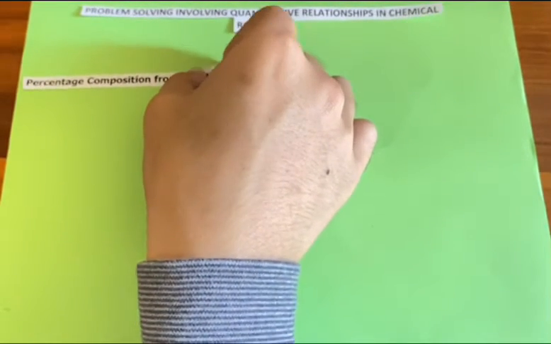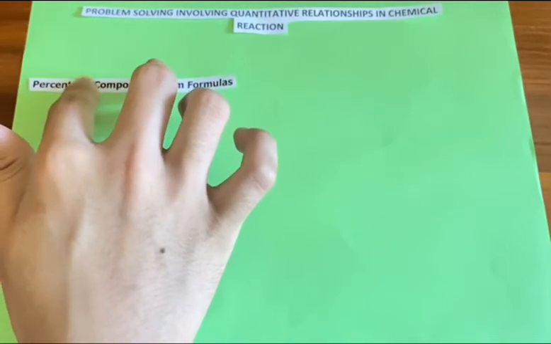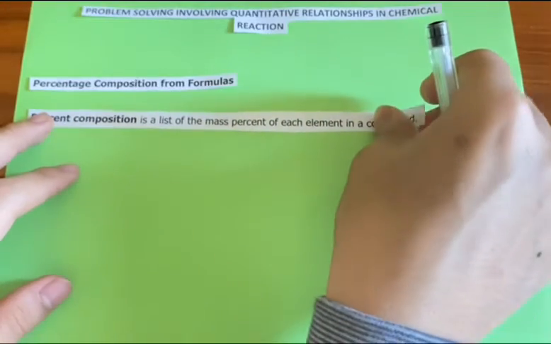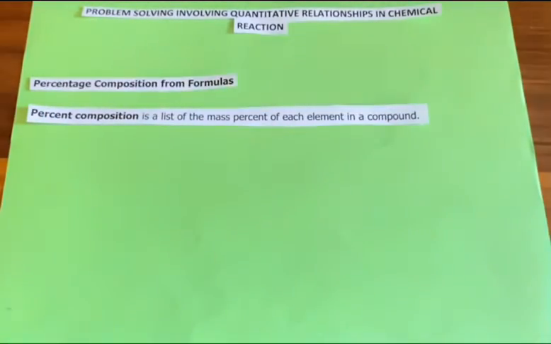Next, we're going to talk about percentage composition from formulas. In some types of analysis, it is important to know the percentage by mass of each type of element in a compound. The law of definite proportion states that a chemical compound always contains the same proportion of elements by mass, and that is percent composition, which is a list of the mass percent of each element in a compound.